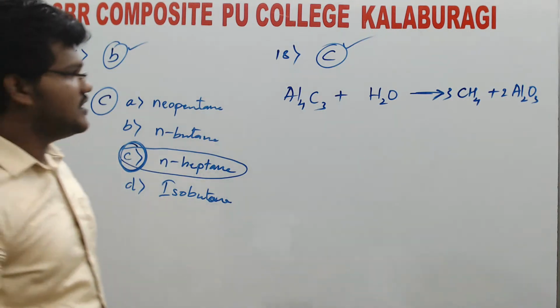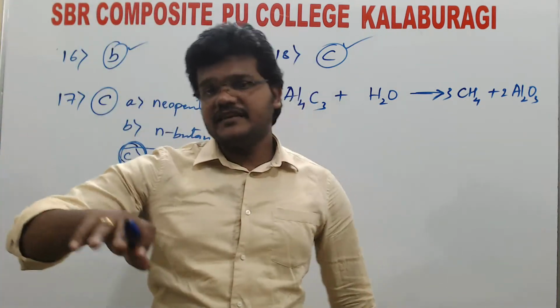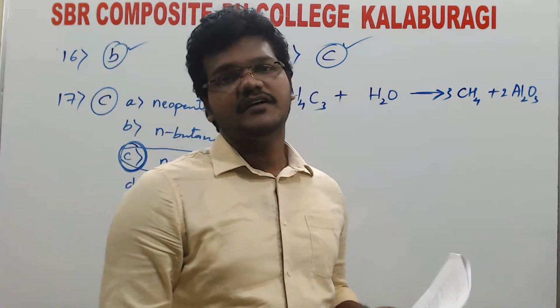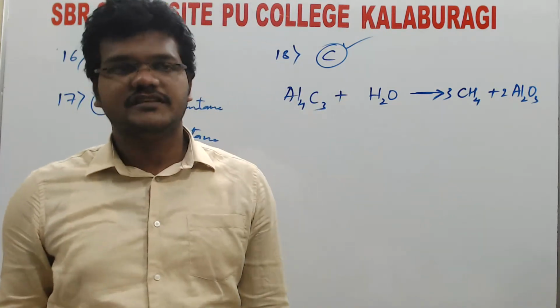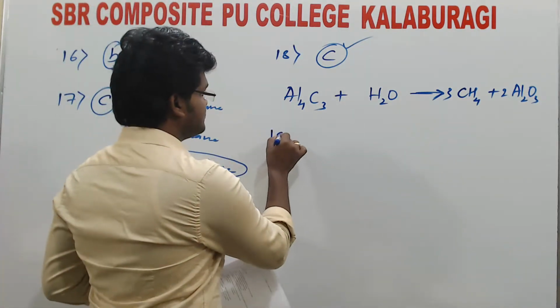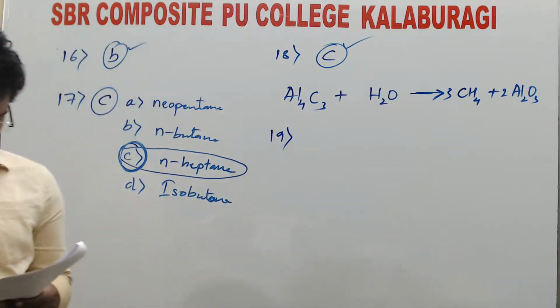Similarly, calcium carbide will give you ethane. Like that, different carbides give different products. They are asking for methane. Aluminum carbide on treatment with water will give you methane. This is the reaction. Alright, so let us go for the 19th one.